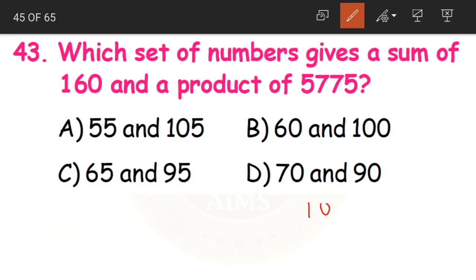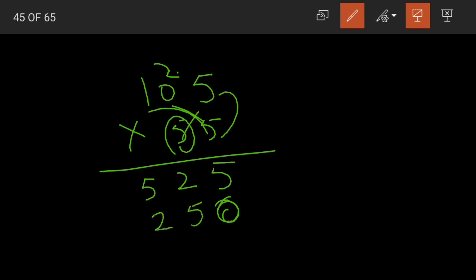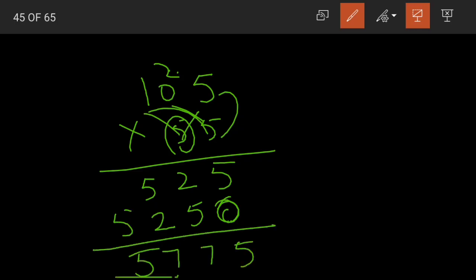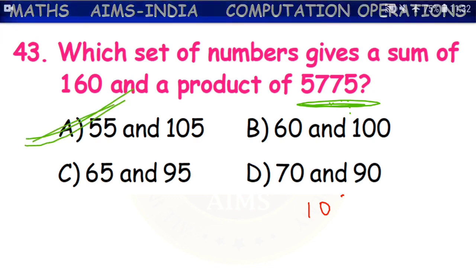Now let us look at the product. 105 into 55. 5 fives are 25. 5 zeros are 0, plus 2 is 2. 5 ones are 5. Now next, a new digit, so 0. 5 fives are 25. 5 zeros are 0, plus 2 is 2. 5 ones are 5. If we add, we get 5,775. That is the same as the product given in the question. So option A is our correct answer. Even without solving the remaining options, we got it at the first option only.